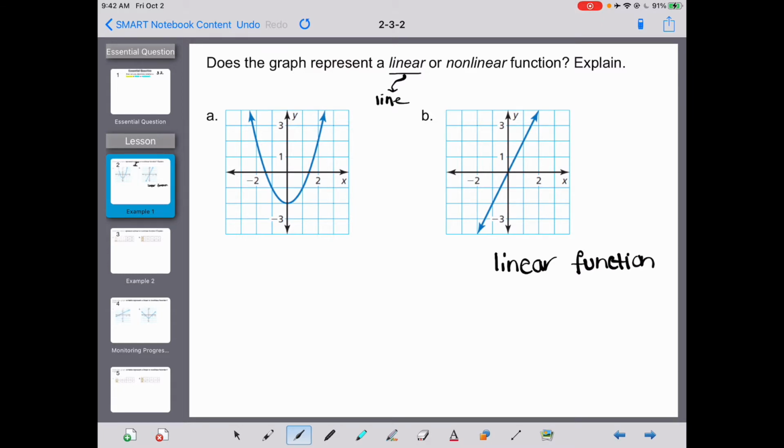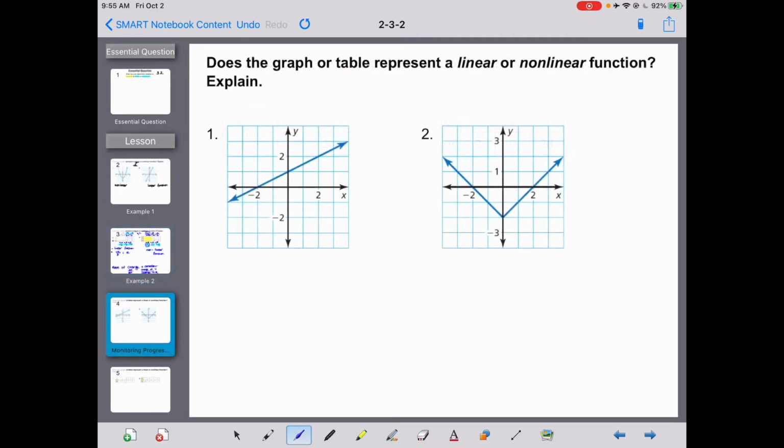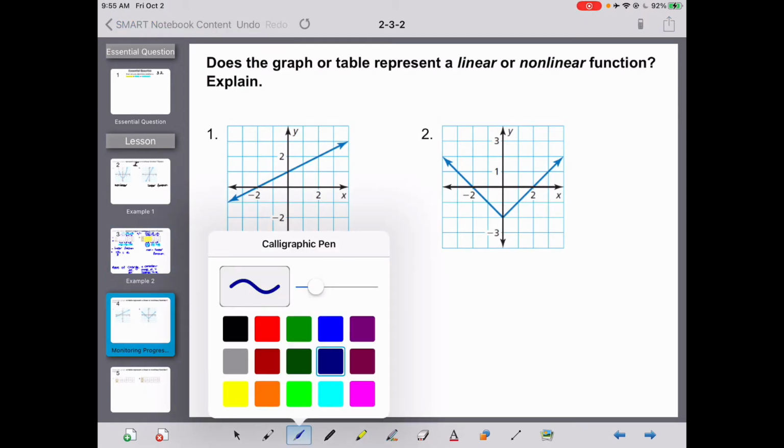A is this U shape. That is not a linear function. We'll learn about those later. They're called quadratics, but we're going to just write nonlinear. Now, try these problems on your own and then unpause the video to check your answer.